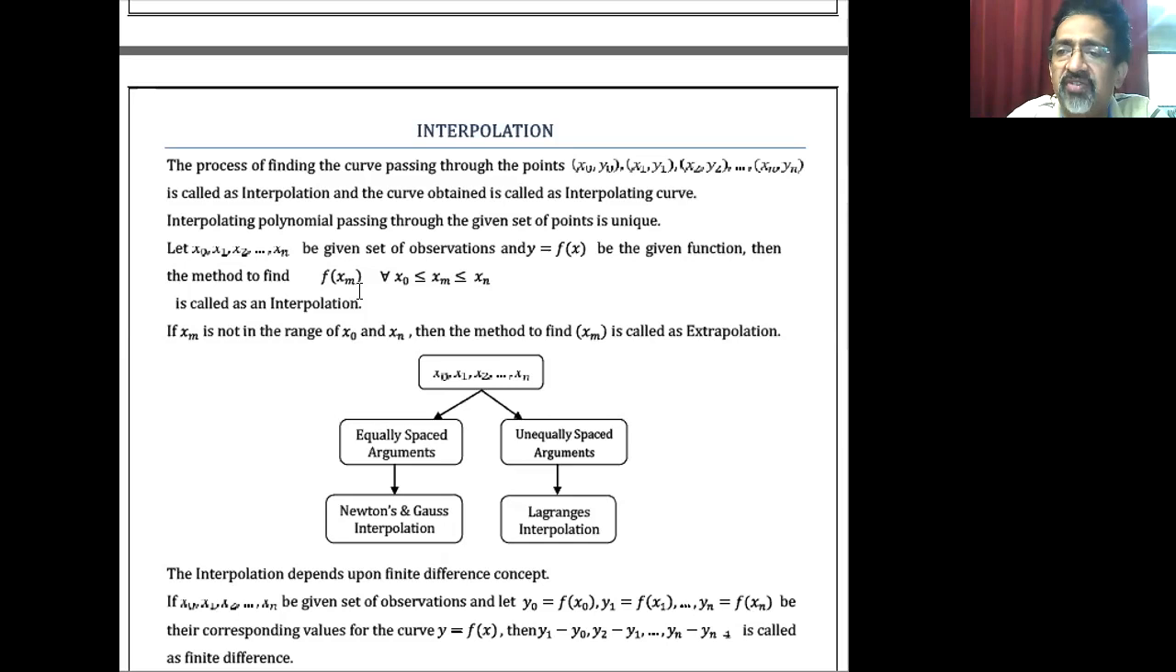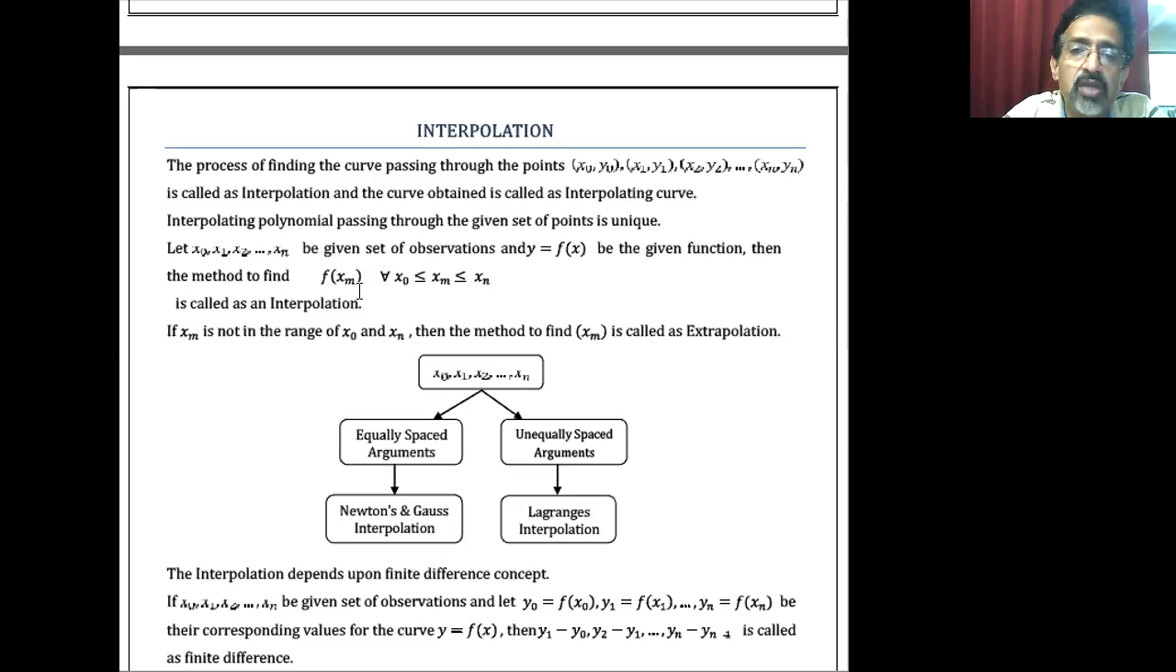And if there is no common difference, haphazardly, say x0 is 1, then x1 is 3, x2 is 7, then x3 is 10, then x4 is 15. If you find the differences here, they are not the same, they are different. x1 minus x0, 3 minus 1, is 2, then 7 minus 3 is 4, then 10 minus 7 is 3, then 15 minus 10 is 5. So there is no common difference here. Such tabulated points are called unequally spaced points, right?